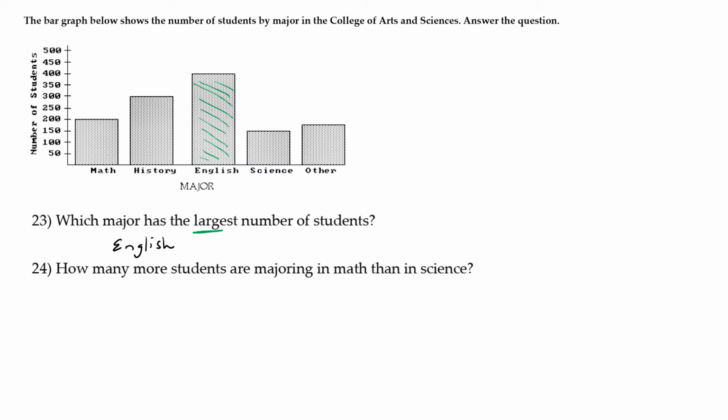How many more students are majoring in math than in science? So we need to figure out how many are majoring in math, and that looks like 200. And science, that looks like we're at 150 there. So we need to take our 200 minus 150, so that would be 50. So we have 50 more math majors.